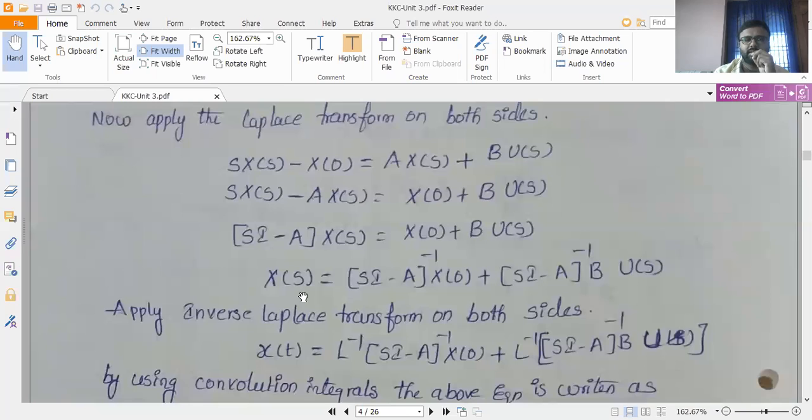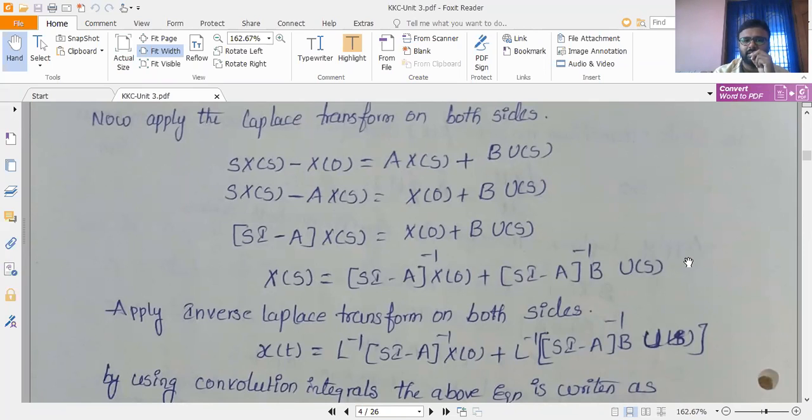Therefore, taking this (sI minus A) to the other side, we get X of s is equal to (sI minus A) whole inverse into x of 0 plus (sI minus A) whole inverse into B into U of s.